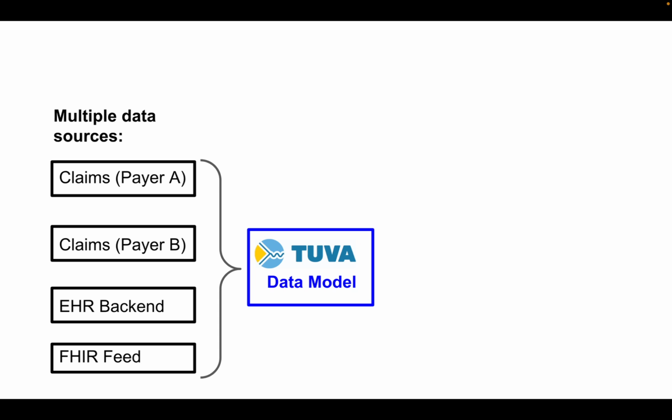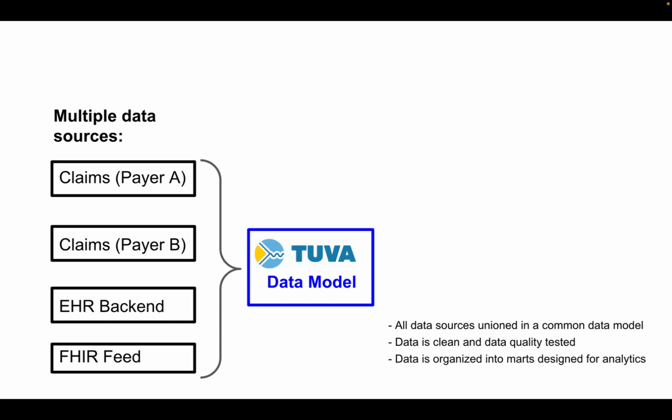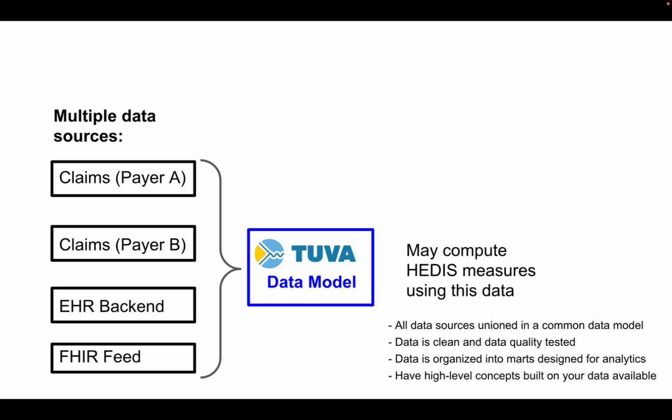So once you have all your data in the Tuva data model, then all your data sources are unioned in a common data model. Your data is clean and data quality tested because the Tuva package comes with a universe of data quality tests and cleanup pipelines that are applied to your data. Your data is organized into marts that are designed for analytics, and you have high-level concepts built on your data that are now available. So you may compute HEDIS measures using this data because now your data is clean and data quality tested.